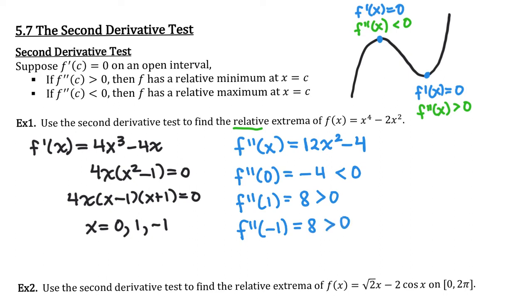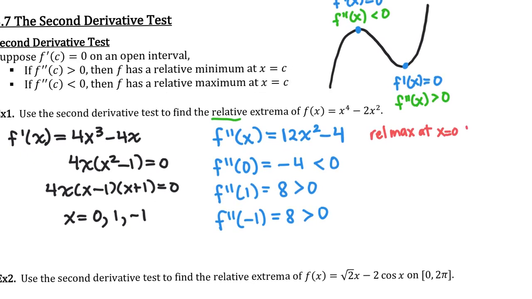Okay, now let me use this information to determine which of these are relative minimums versus relative maximums. If it's a relative maximum, the second derivative is negative, because that makes it concave down, which means that point must be at the top, which makes it a relative maximum. So there's a relative maximum at x equals 0, because the second derivative was negative for this one.